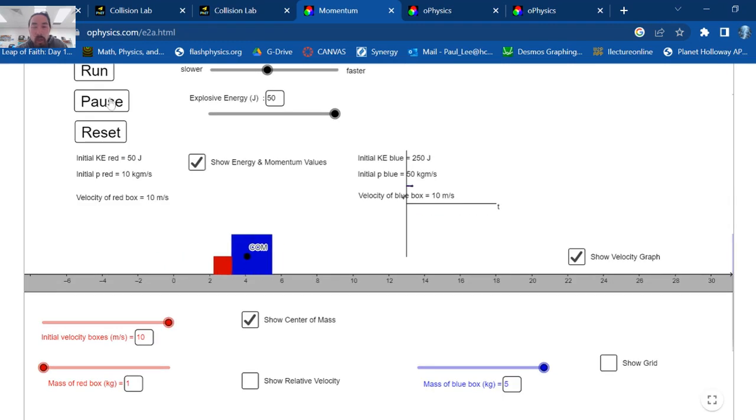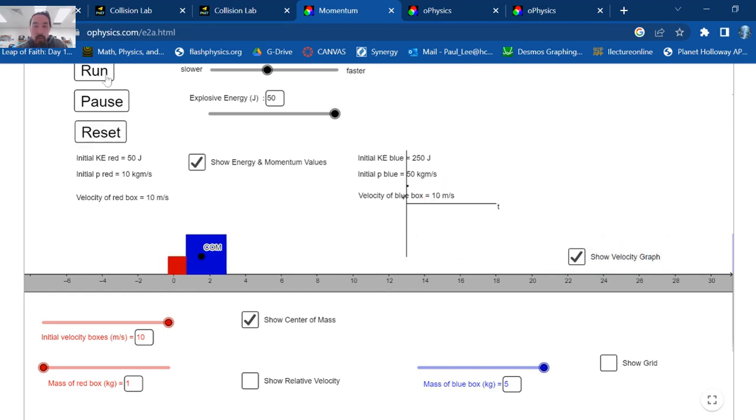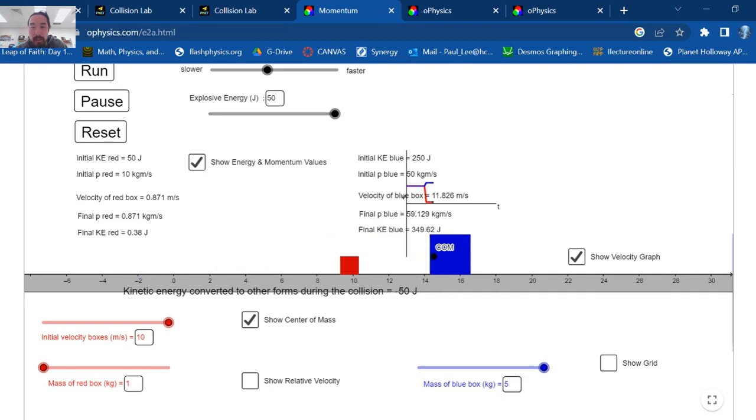So when I push run, you can see that after the explosion, which happens right about now, okay, the center of mass is still moving with the same initial momentum. It doesn't matter that there was an explosion because there was no outside forces interacting with the system. Therefore, the center of mass's momentum will not change, even though the individual momentum changes.